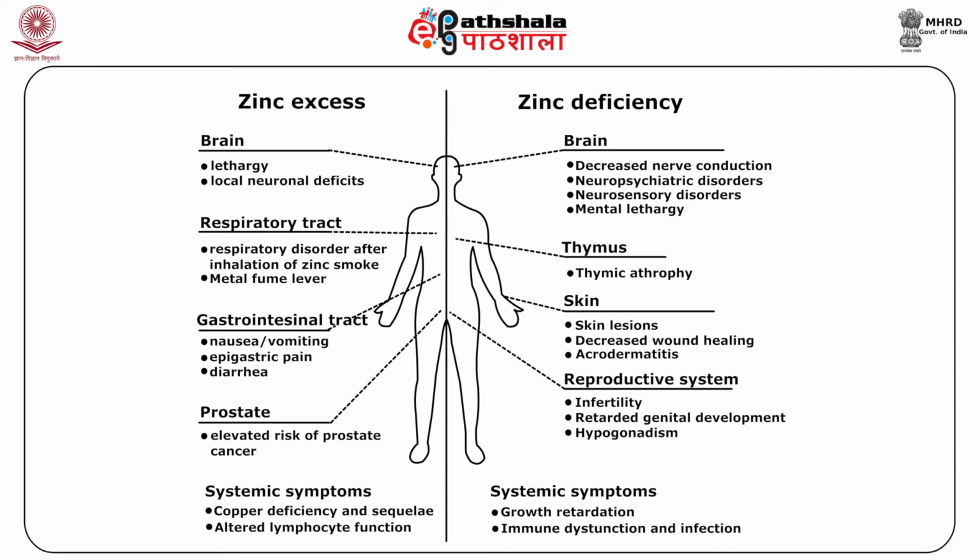So these are the effects of deficiency and excess of zinc. Deficiency of zinc affects the brain, decreasing nerve conduction and causing mental lethargy and so on. It affects the skin, decreasing wound healing and causing skin lesions, and the reproductive system is affected. Due to excess of zinc, the brain again gets lethargy and local neuronal deficits. The respiratory tract gets issues, as do the gastrointestinal tract, prostate and so on.